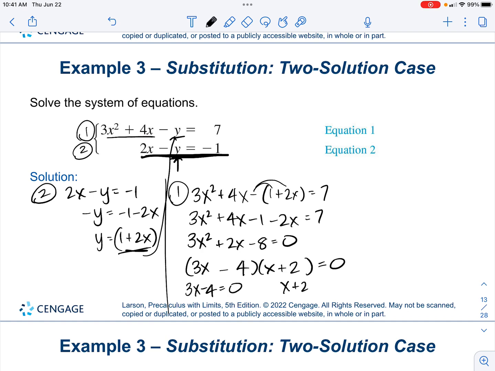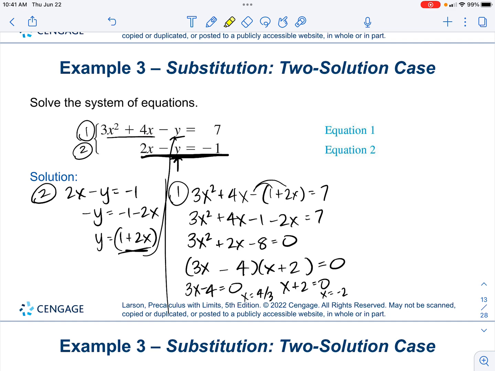It looks like my answers are going to be, I don't like this little print down here. This one would be x equals 4/3, and this would be x equals -2. So with a non-linear equation for equation number 1, like I said, it could lead to more than one solution, and in this case, it is leading to 2.